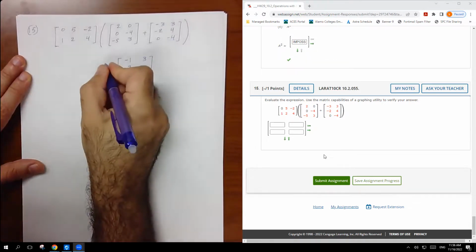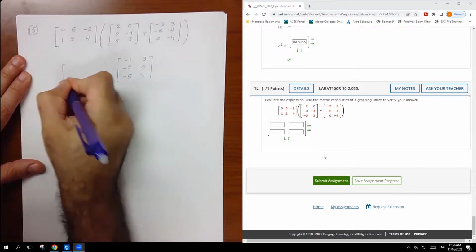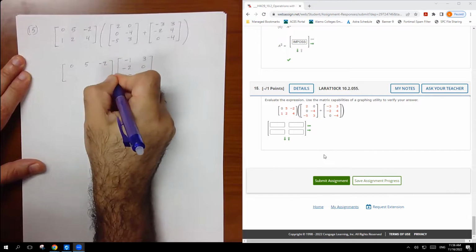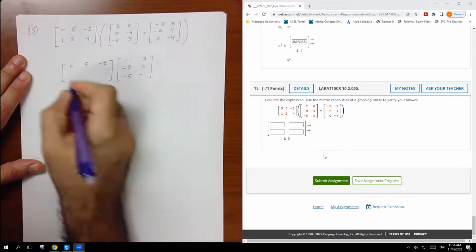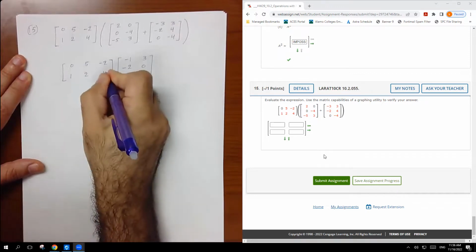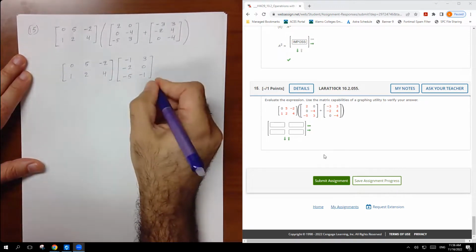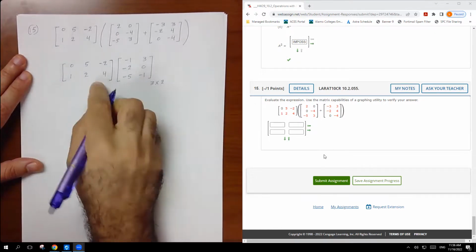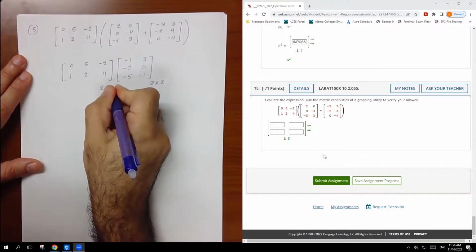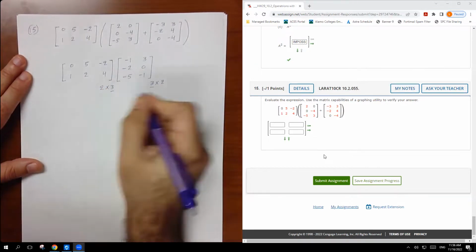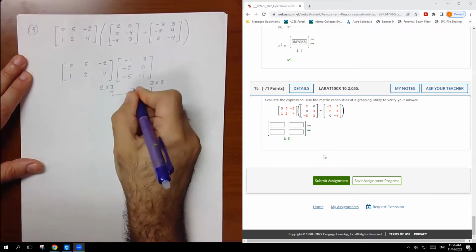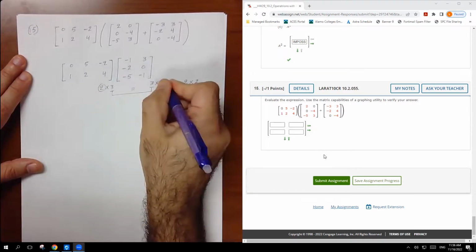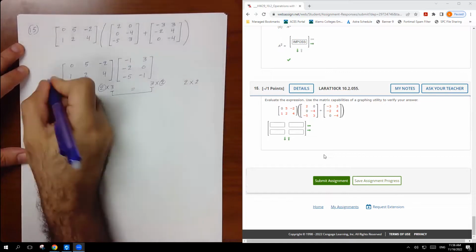And here is the second matrix, which is 0, 5, negative 2. And here 1, 2, and 4. If you check the dimension for this matrix, we have 3 rows and 2 columns. For this one, we have 2 rows and 3 columns. So we can do the multiplication because these are equal. And the new matrix is going to be with dimension 2 times 2. So let's do the multiplication.